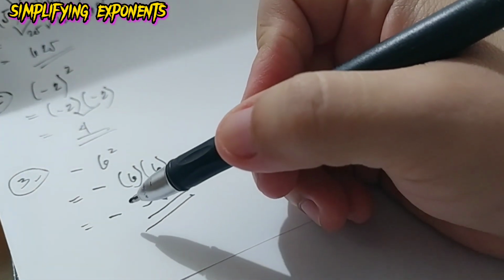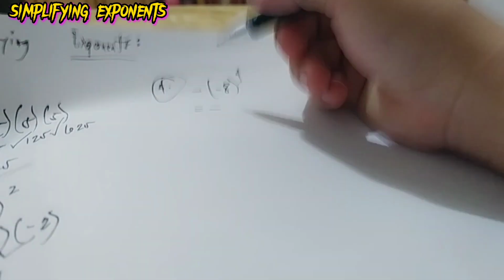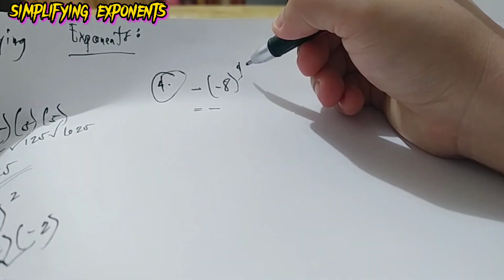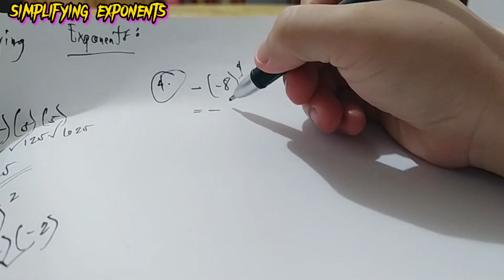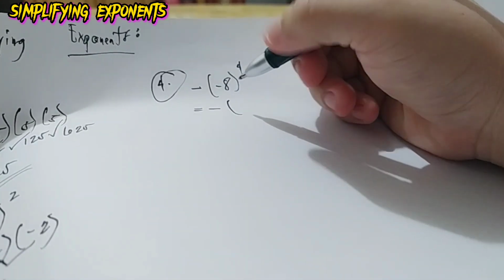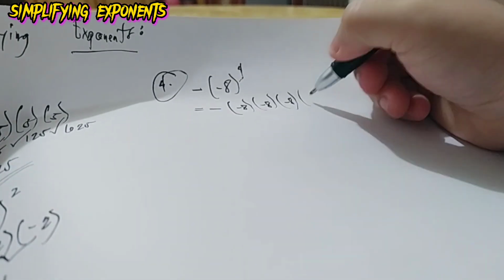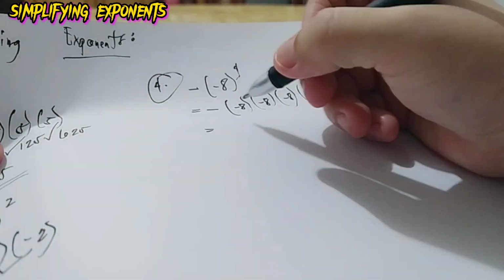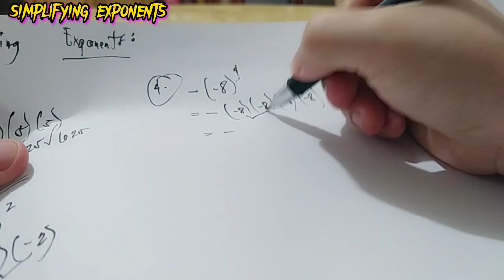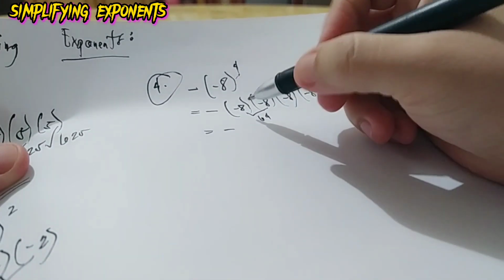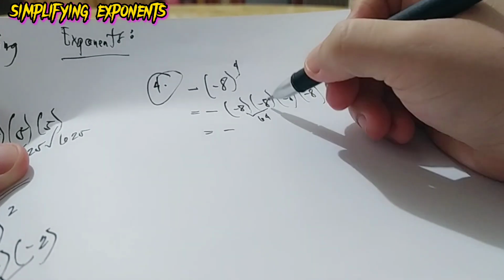Ayan. Gaya din sa number 3 is nakalabas si negative sign. So, kinopya natin si negative sign and then ganyan din gagawin natin sa number 4. Just copy the negative sign and then multiply negative 8 ng 4 na beses, dahil ang ating exponent is 4. So, negative of negative 8 times negative 8 times negative 8 times negative 8. 4 na beses. Copy again that negative and then negative 8 times negative 8 is positive 64. Why positive? Because multiplying both negative is positive. And 8 times 8 is 64.